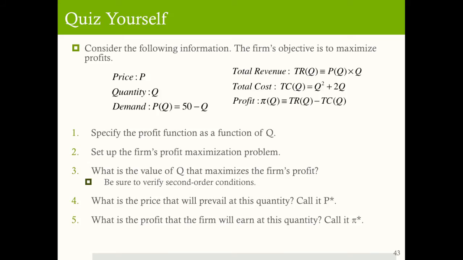Okay? Quiz yourself. Consider the following information. The firm's objective is to maximize profits. So read through the information given and the questions asked. They're similar to the problem we just did. And pause the video and try this on your own.